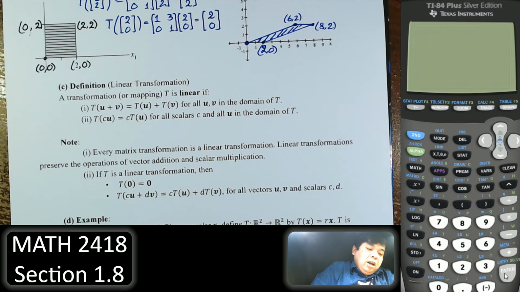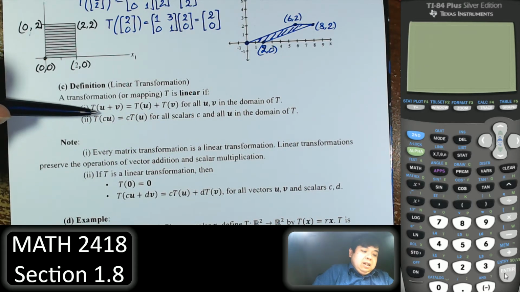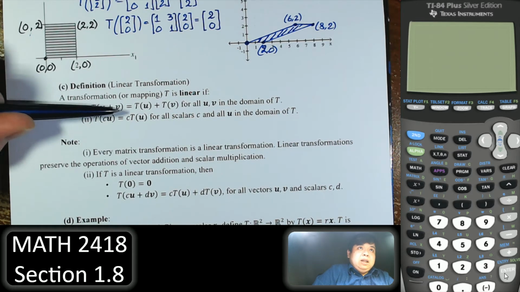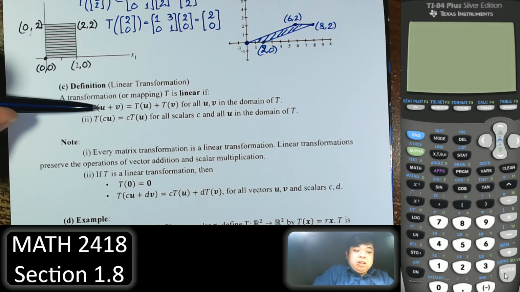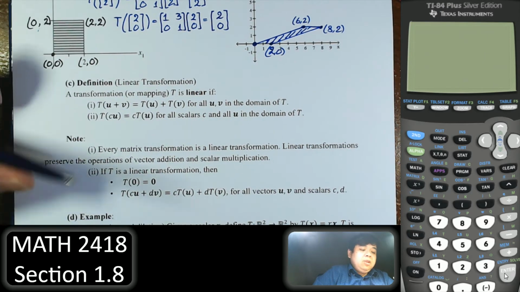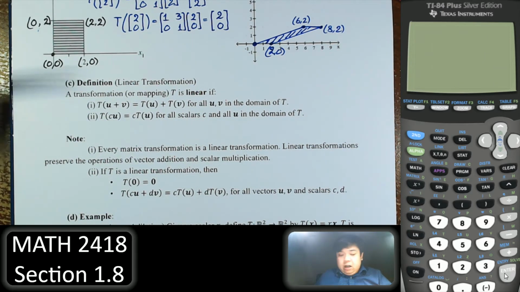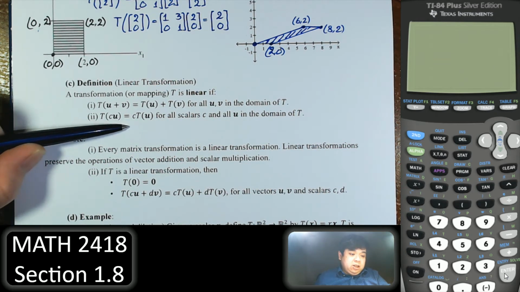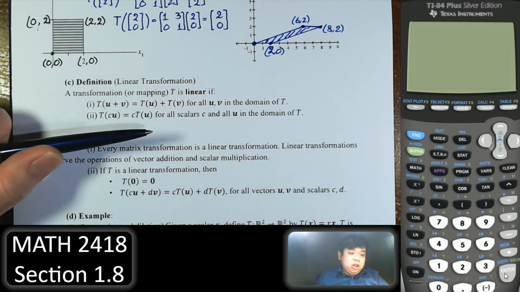Definition: linear transformation. A transformation or mapping T is linear if the transformation of a sum is the sum of the transformations, and the transformation of a scalar multiplication is the scalar multiplication of the transformation.